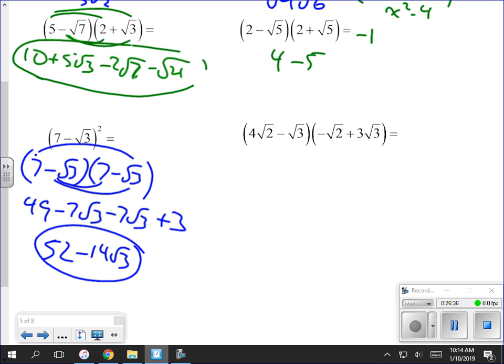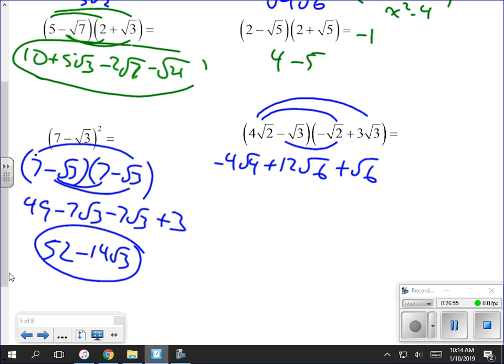Last one, same thing, several steps involved. 4 root 2 times minus root 2 is negative 4 root 4. 4 root 2 times 3 root 3 is 12 root 6. Negative root 3 times negative root 2 is plus root 6. Negative root 3 times 3 root 3 is negative 3 root 9. The reason I did this is because I have numbers in front and numbers underneath both. It's easy to get mixed up otherwise. Take that extra step, it makes it easier to keep track of what you're doing.